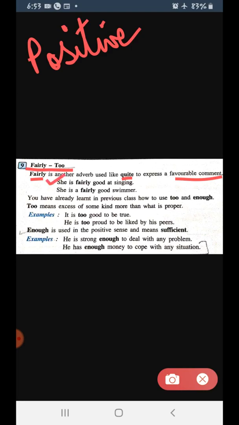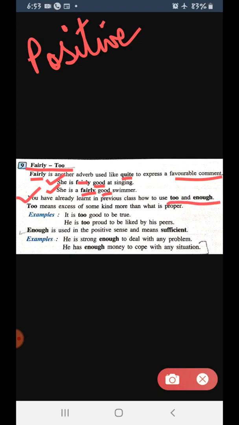Example, she is fairly good at singing. So here we have used the word good. Good is a positive word, so we can use fairly. Next, number 2, she is a fairly good swimmer. Again, we are saying something good about somebody, so here we are using fairly. Got it?